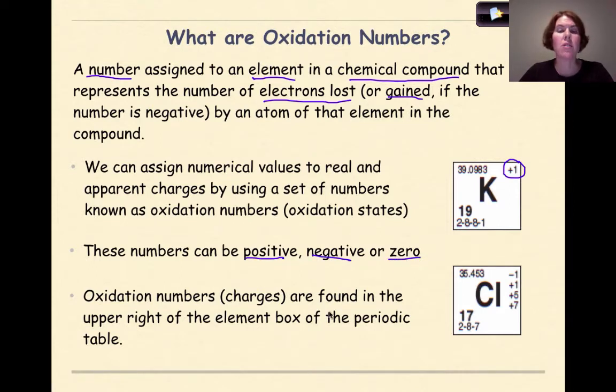Oxidation numbers or charges are found in the upper right of the element box of the periodic table. So if we look at chlorine right here, while potassium only has one oxidation number, chlorine has a series of numbers listed in the box associated with it.